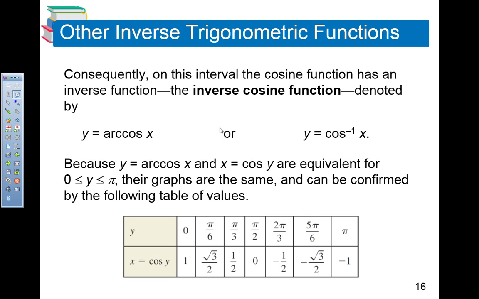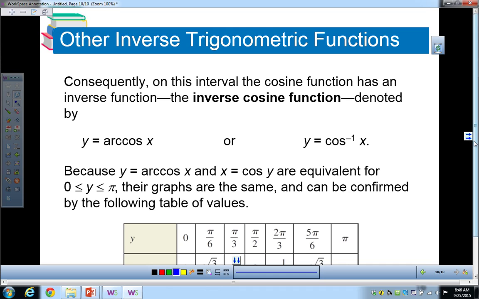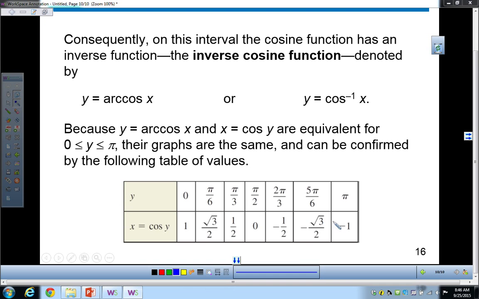And you could graph these things much the way you graph sine, right? So you would just use this table right here to graph the inverse cosine. So this is the same as inverse cosine of x, okay? X equals cosine y means the inverse cosine of x equals y, okay?